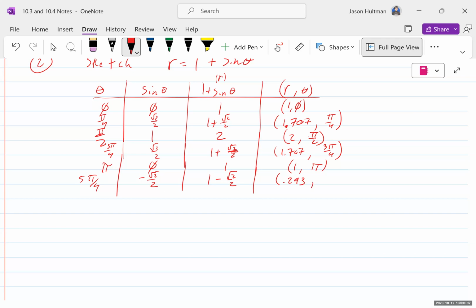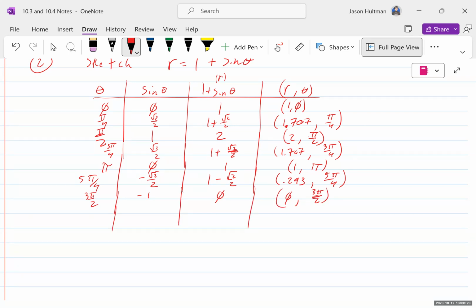Okay, and then that's at 5 pi over 4. And then at 3 pi over 2, we're at negative 1. This becomes negative 1 plus 1, which is 0. So this becomes 0 at 3 pi over 2.